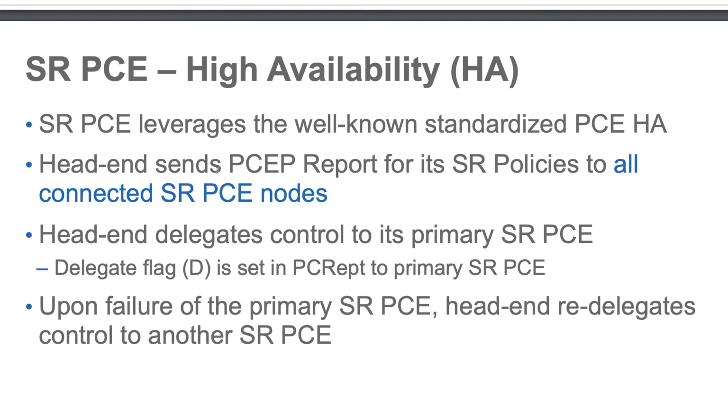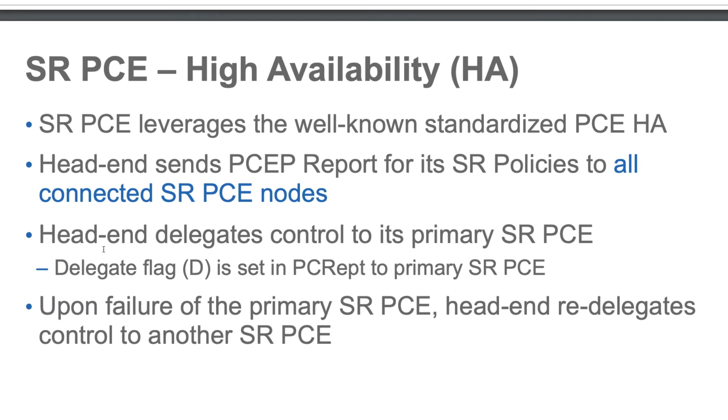If you have configured your PCC to talk to only one PCE, that means there is no HA. If you have configured two, that means you have HA. In that case, anytime you create an SR policy, the headend or the PCC is publishing these reports to all the connected SRPC nodes. That's something you need to keep in mind.